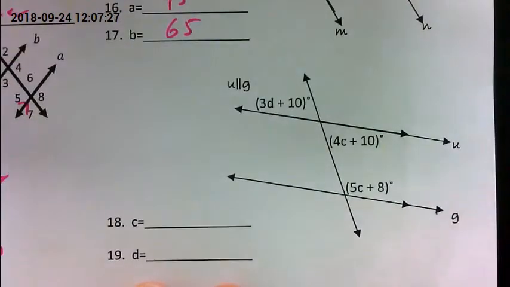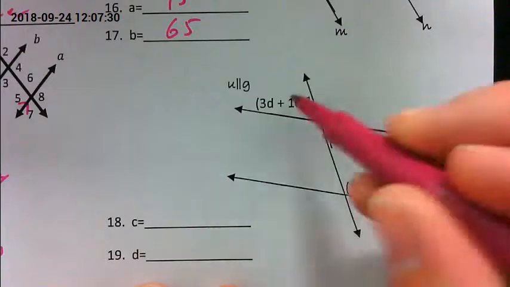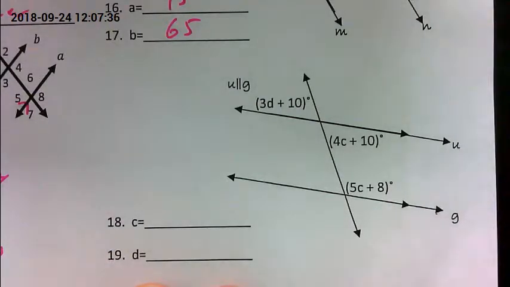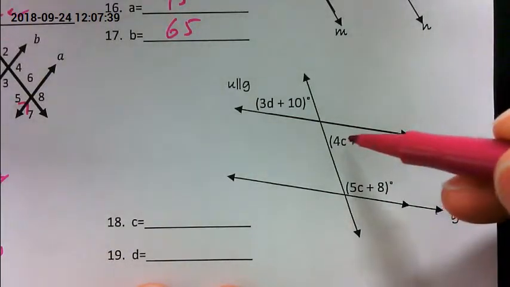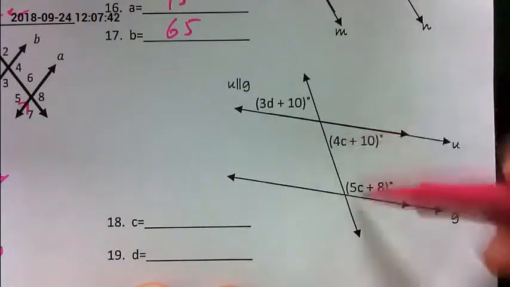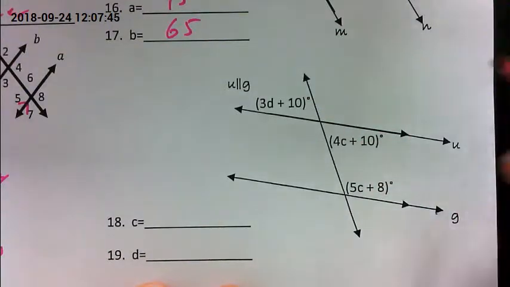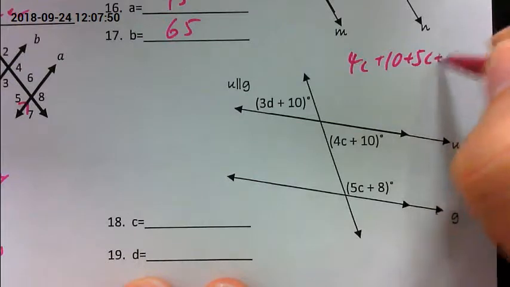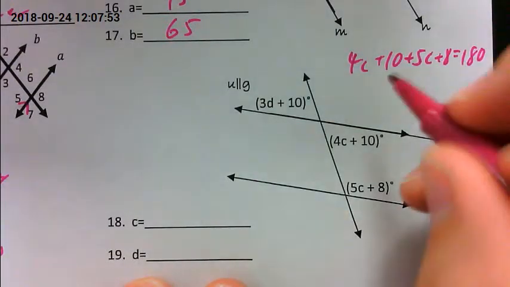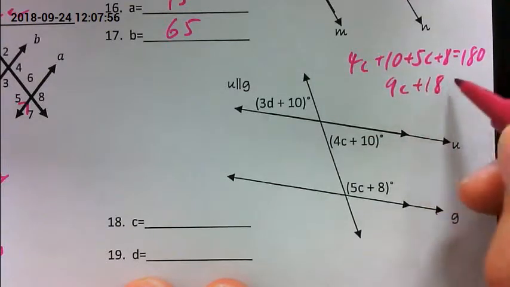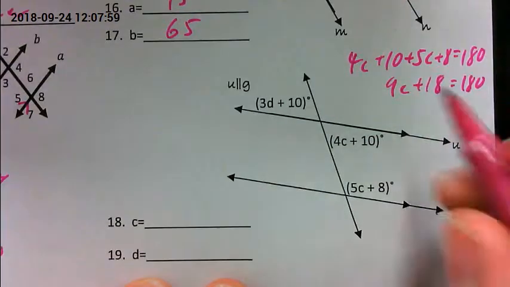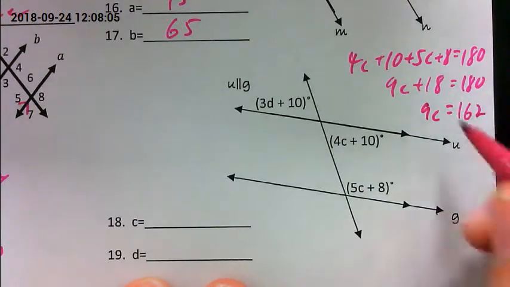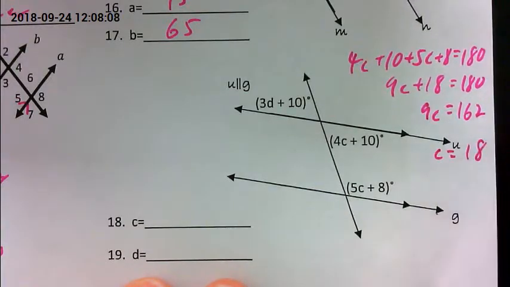Alright. On the last one, we know these 2 angles have to be congruent. We know these 2 have to be supplementary. What are we going to start with? C. Because we have to take the 2 that we know the same variable for and set up an equation with those first. So 4c plus 10 plus 5c plus 8 equals 180. So that gives us 9c plus 18 equals 180. Subtract 18, and you have 162. Divide by 9, and you get 18, right?